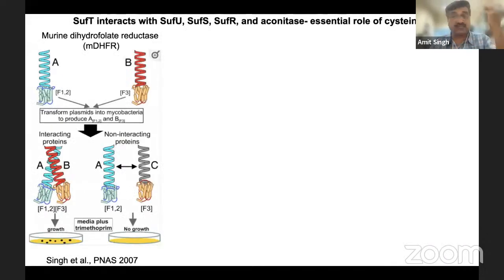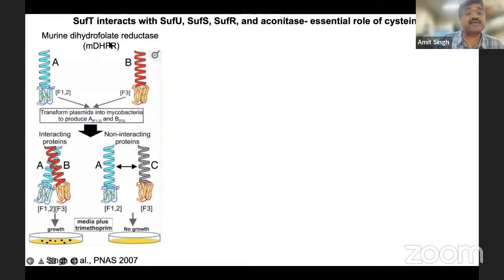As Nishid alluded to during the introduction, during my postdoc I had developed a system to quantify protein-protein interactions inside mycobacteria. We make use of the system in this study also. The reason we did this is that there were some previous publications using E. coli two-hybrid which showed that SUFT does not physically interact with any other protein of the suf operon. So we thought that using a native host might help. We used this bacterial two-hybrid system, which works for mycobacteria.